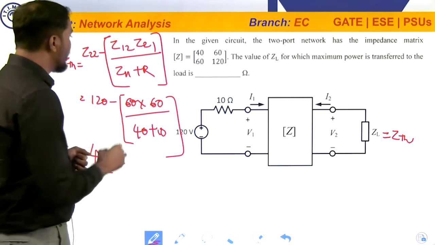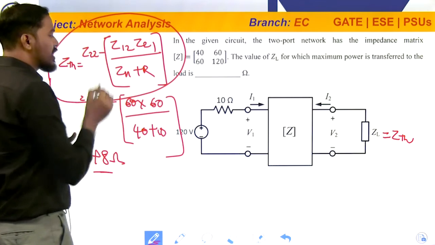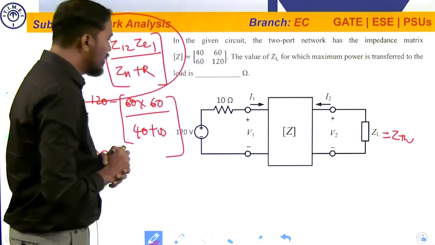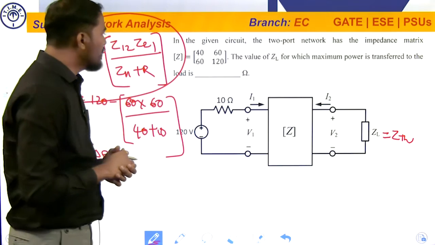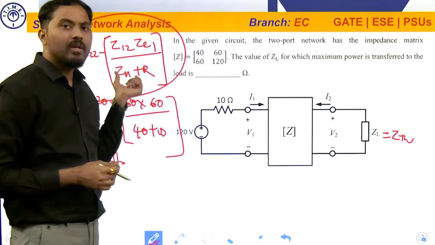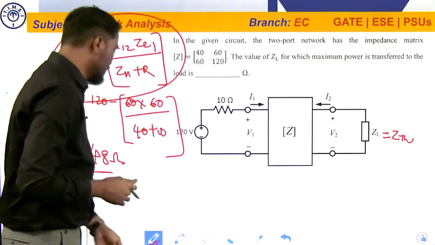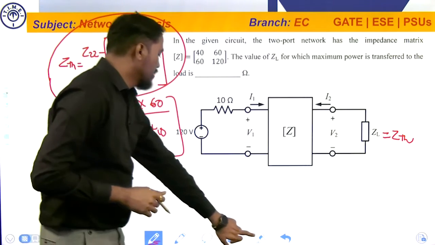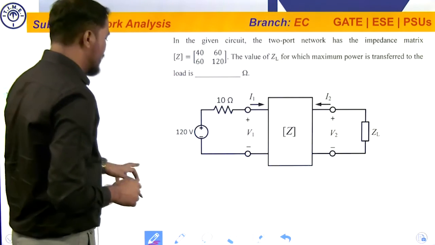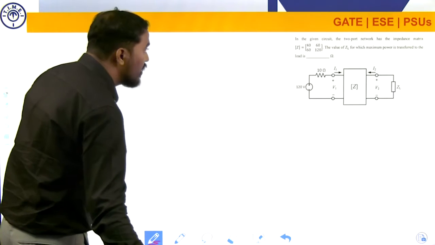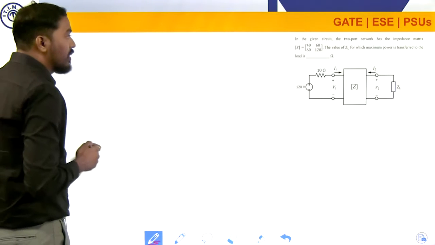Now, the next question, how did I land at this expression directly? Might be a worrying thing for you. Now, I will give you a quick simple solution for this expression. Let me clear this. I have taken the same circuit here.